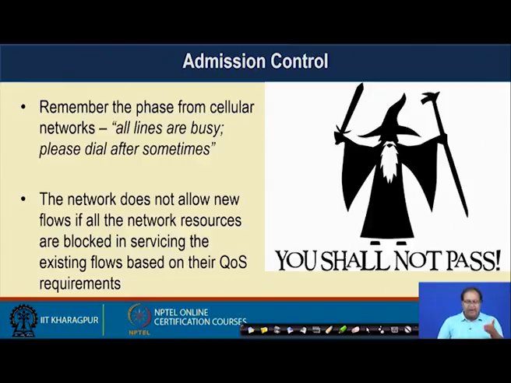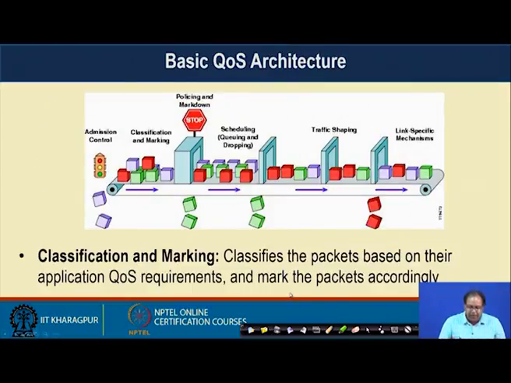So, it is like the network does not allow new flows if all the network resources are busy servicing the existing flows based on their quality of service requirements. So, that is the first phase of maintaining quality of service. You do not admit a new flow if you cannot support quality of service for all the flows, including the new flows. The second mechanism was classification and marking.